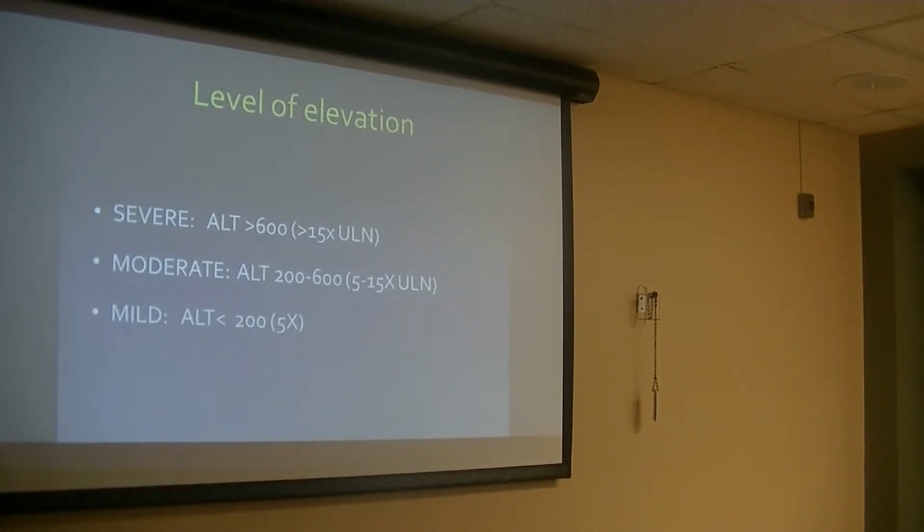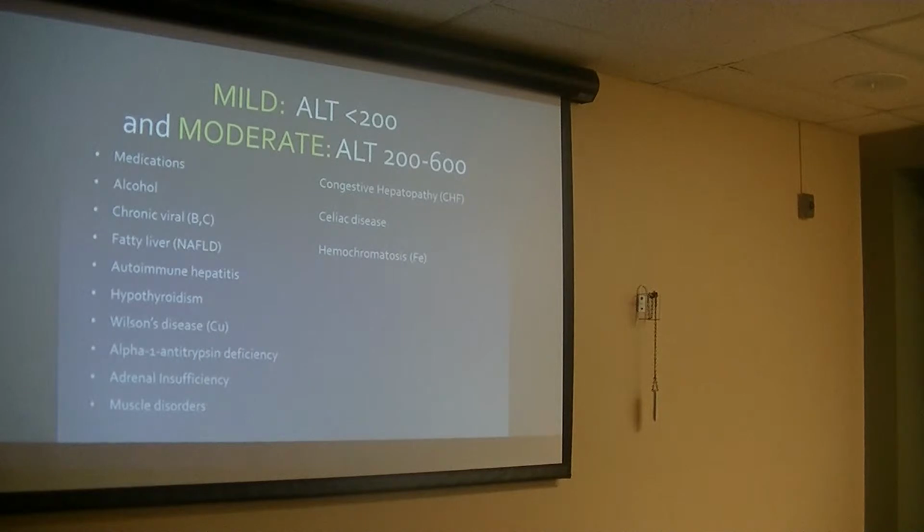Now, the level of elevation tends to give you a clue as to what's going on. And there's 3 categories, basically. And you'll see some variation in the literature, but generally, severe if your ALT is greater than 600, moderate, 200 to 600, and mild. What I'm going to tell you about mild and moderate is almost everything's included. So it doesn't really help you a whole lot knowing that it's a mild to moderate elevation. But these are some of the things that you need to think of.